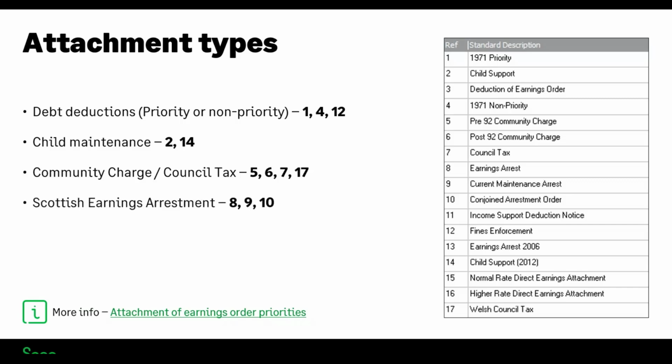We've then got Scottish earnings arrestments, so that's references 8, 9 and 10 that they fall into. And some more recent types of attachments, which are benefit debt deductions, and these are otherwise known as direct earnings attachments, and you'll see those in references 15 and 16. So there is a normal rate DEA and a higher rate DEA, and DEA just means direct earnings attachment.